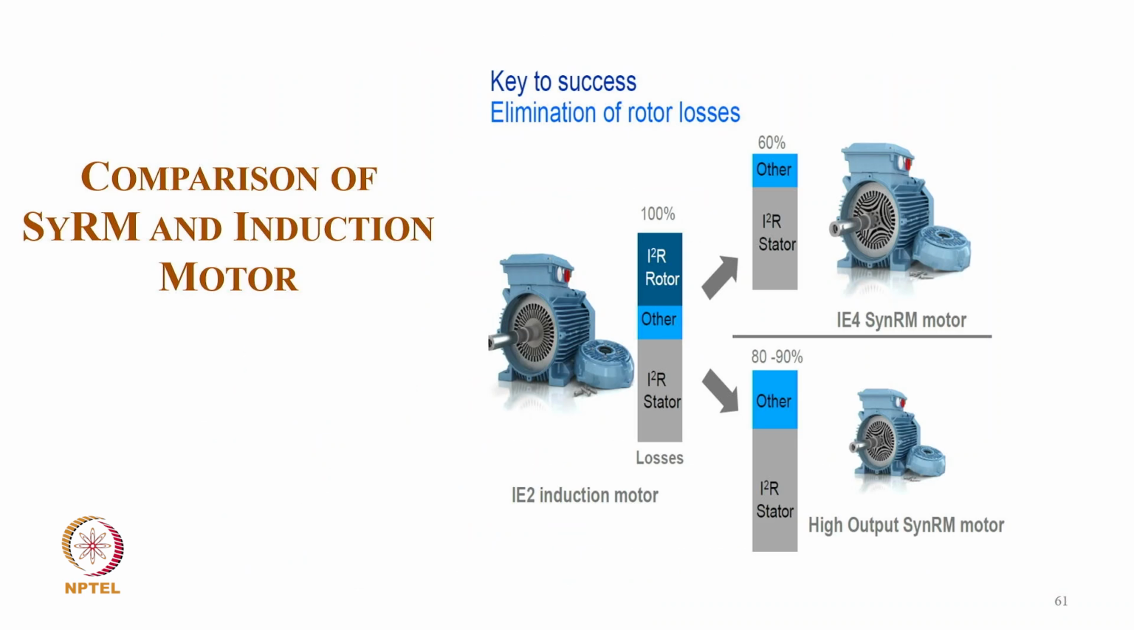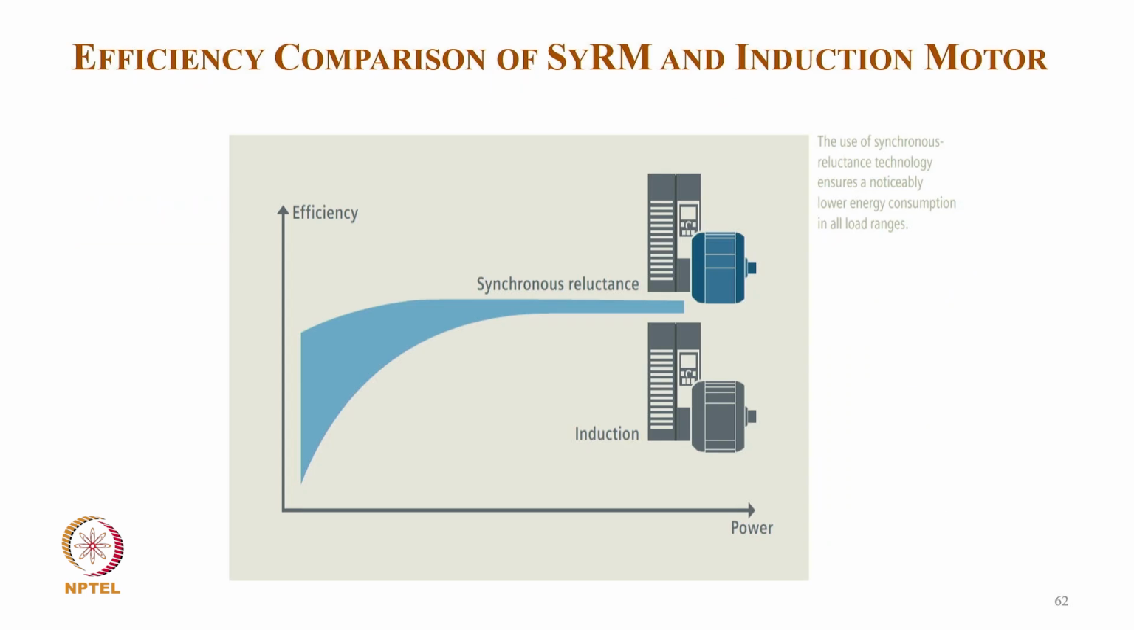Here we have an IE2 induction motor where the total losses are, let's say, 100%. If we take a motor with higher output, we can get losses of 80 to 90%. And if we take an IE4 motor, the losses are reduced from 100% to typically only 60%. So certainly, if losses are reduced by 40%, the efficiency is improved drastically in the case of the synchronous reluctance motor.